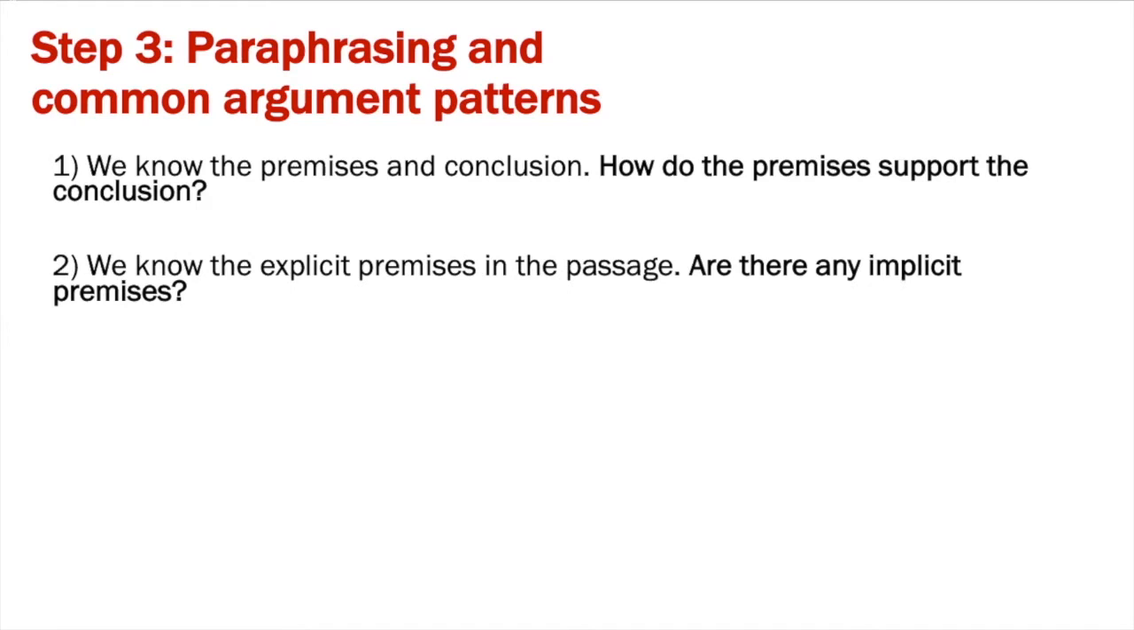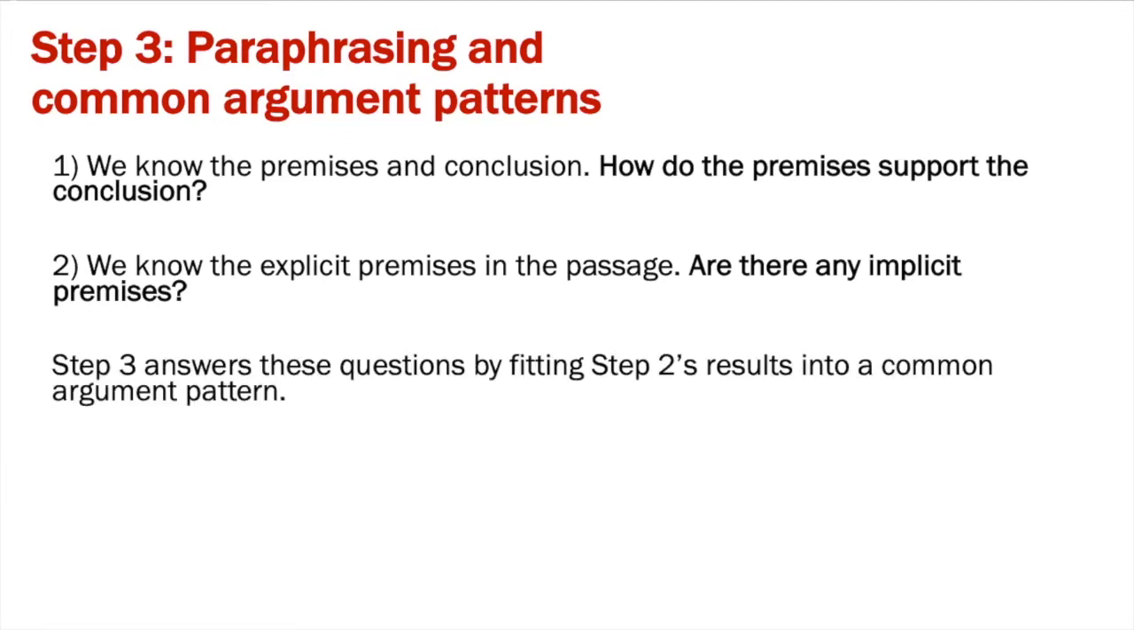And we know the explicit premises in the passage, right? The ones that the author actually put in there. But are there any implicit premises? Are there any premises that the argument needs to work, but the author didn't include? That very often happens. Step 3 answers these questions by fitting step 2's results into a common argument pattern.